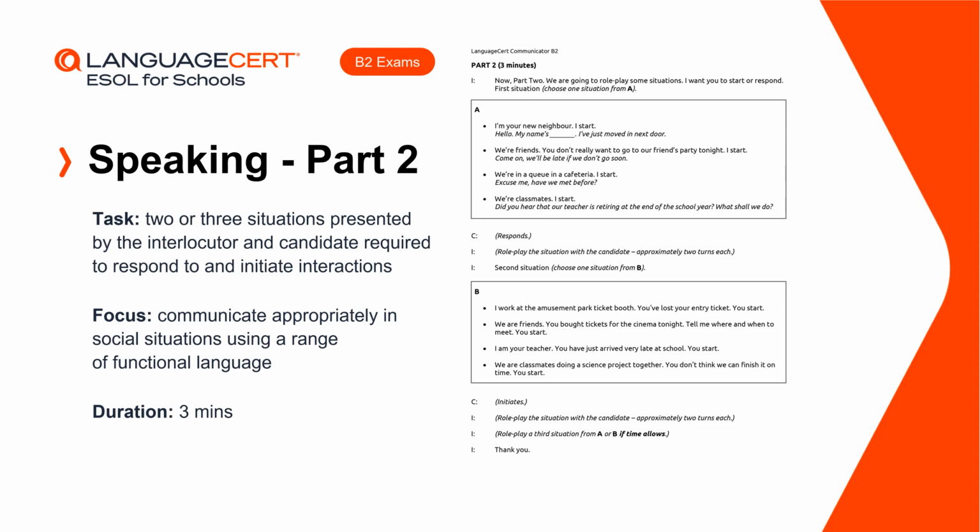In Part 2, the test taker participates in a situational role play with 2 or more situations presented by the interlocutor and is expected to use a range of functional language. This second part of the spoken examination aims to assess their ability to communicate appropriately in social situations and lasts 3 minutes.